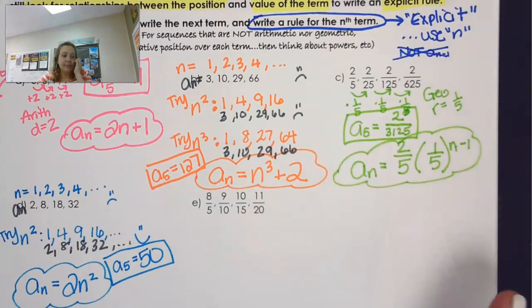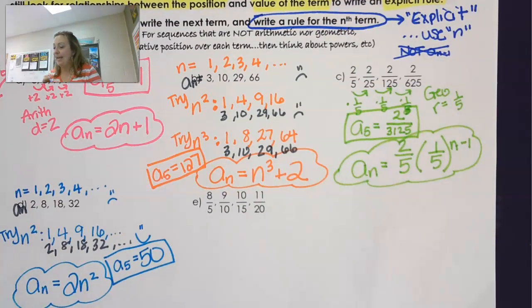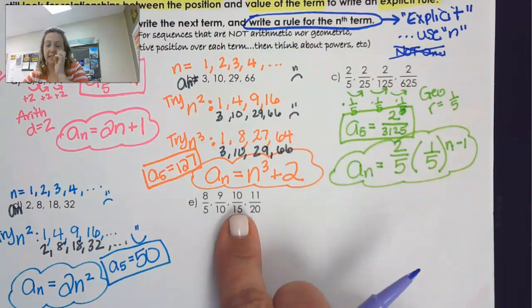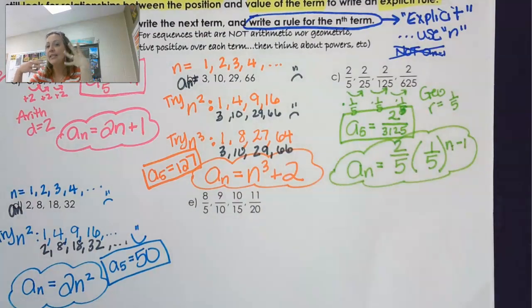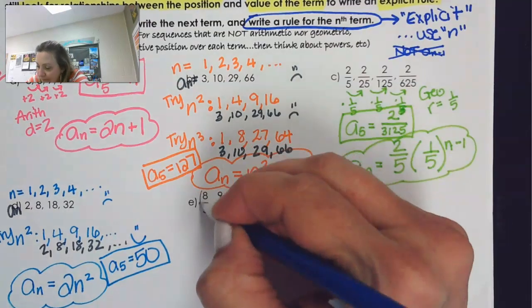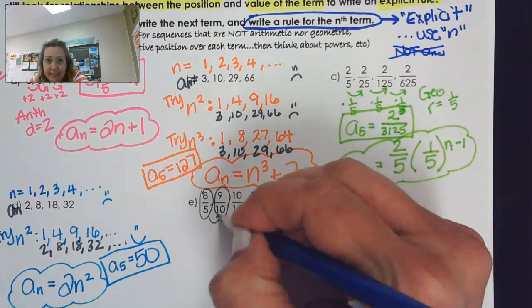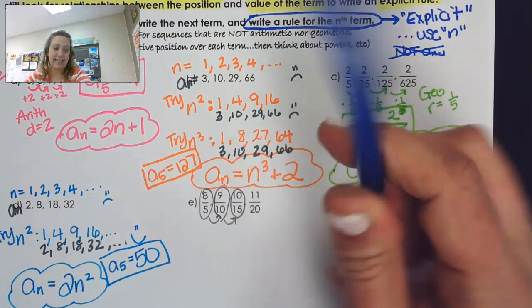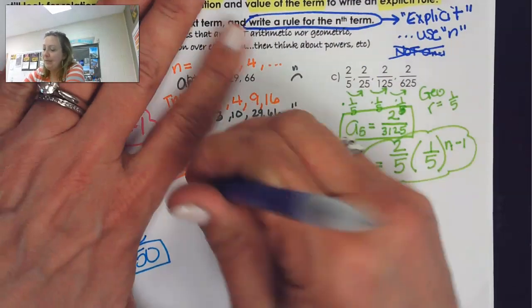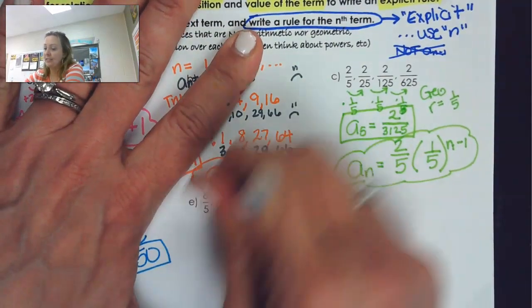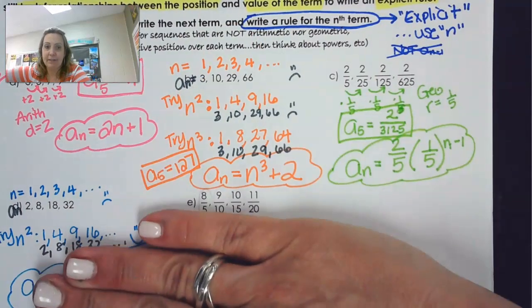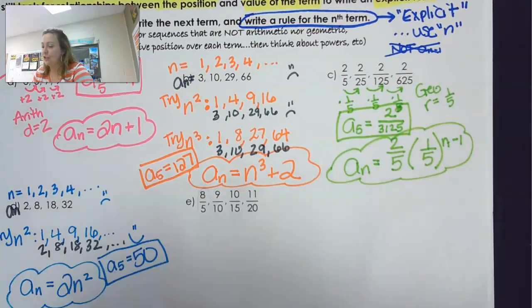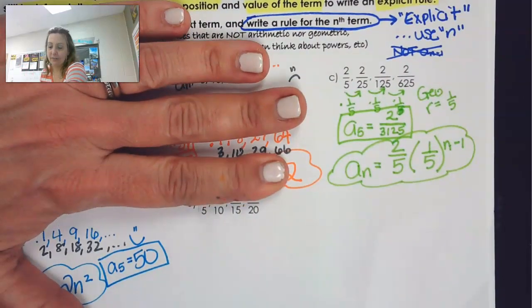So letter E. In letter E, when we have something like this, we're looking at 8/5 to 9/10 to 10/15 to 11/20. And I understand that you might see a pattern, but if we go from fraction to fraction, 8/5 to 9/10 is not a relationship that's the same as 9/10 to 10/15, right? But maybe you guys notice that if I just look at the numerators, there's a pattern. Or if I just look at the denominators, there's a pattern.